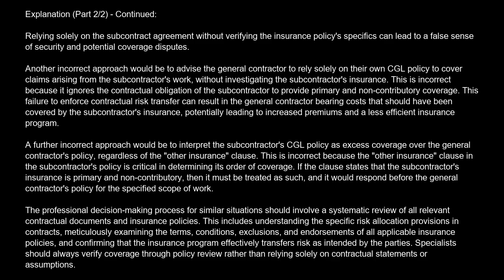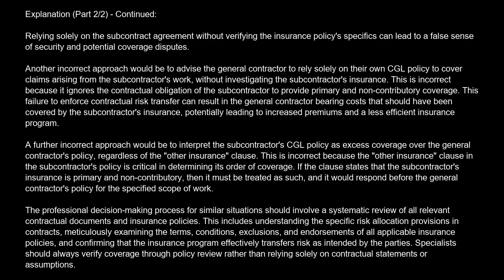and potential coverage disputes. Another incorrect approach would be to advise the general contractor to rely solely on their own CGL policy to cover claims arising from the subcontractor's work, without investigating the subcontractor's insurance. This is incorrect because it ignores the contractual obligation of the subcontractor to provide primary and non-contributory coverage. This failure to enforce contractual risk transfer can result in the general contractor bearing costs that should have been covered by the subcontractor's insurance, potentially leading to increased premiums and a less efficient insurance program.